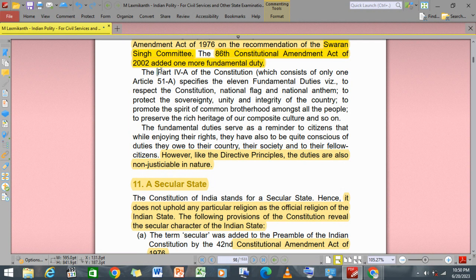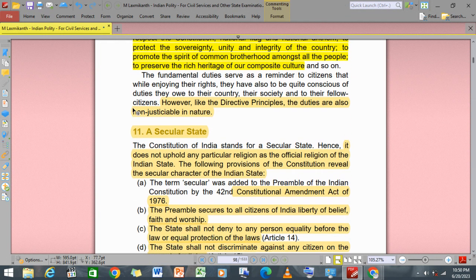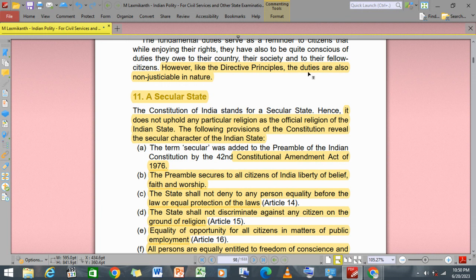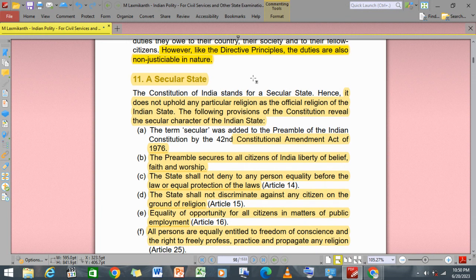All right. Part 4A of the Constitution, which consists of only Article 51A, specifies that it is the fundamental duty to respect the Constitution, the national flag, and the national anthem, to protect the sovereignty and unity of the country, to promote the spirit of common brotherhood among the people of India, to preserve the rich heritage and composite culture, and so on. However, like the directive principles, these duties are also non-justiciable in nature. That means you cannot go to the court if they are violated.